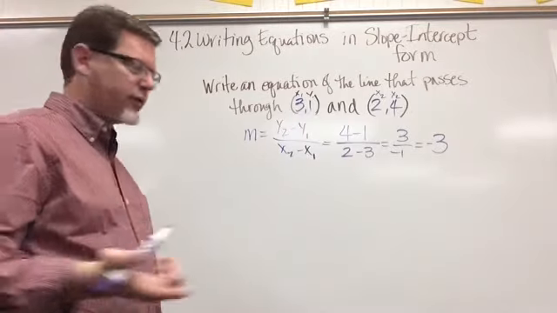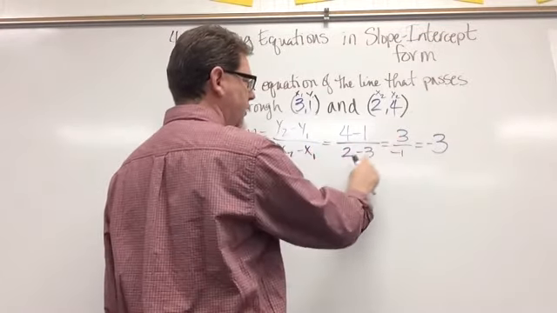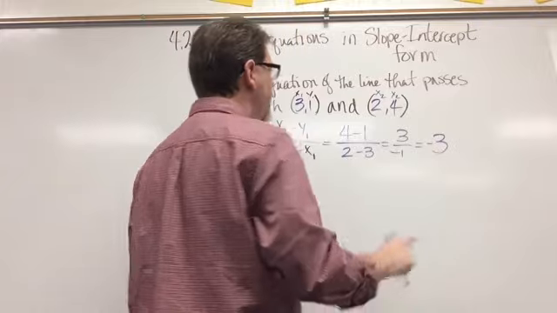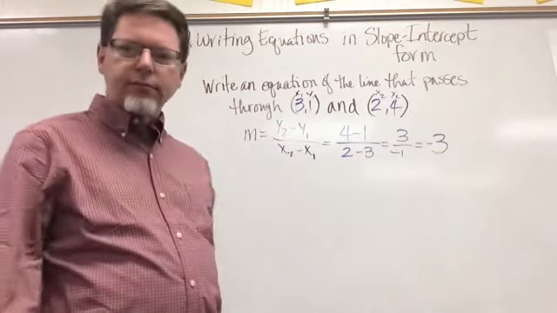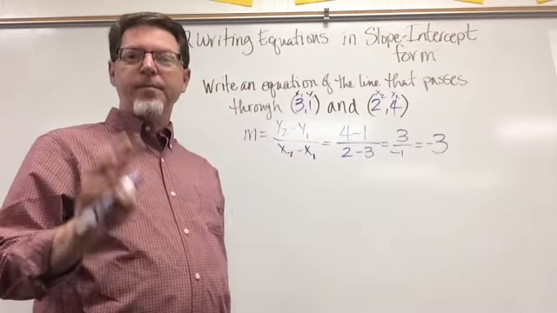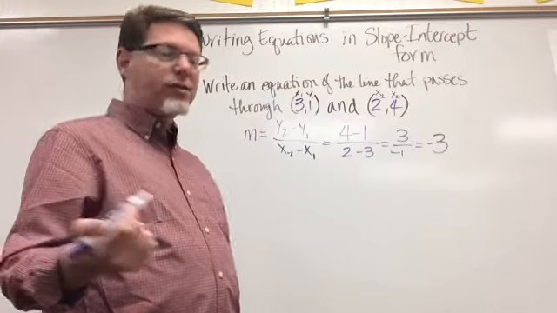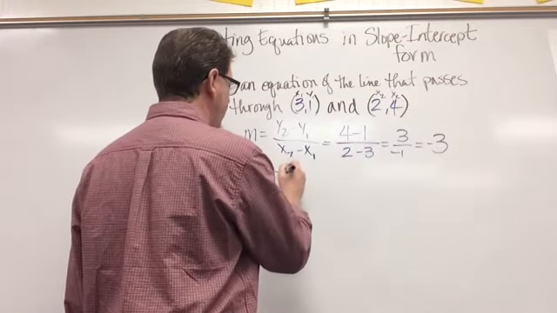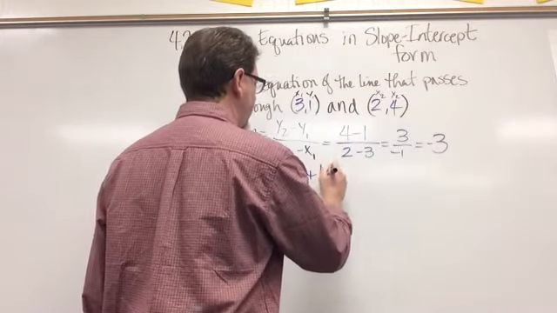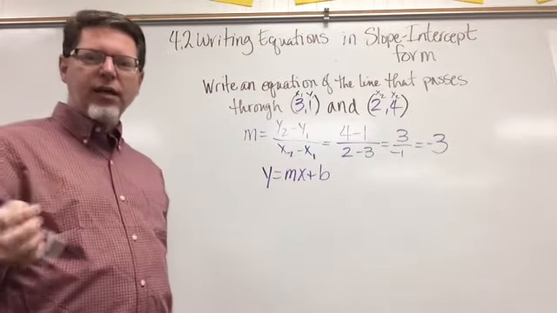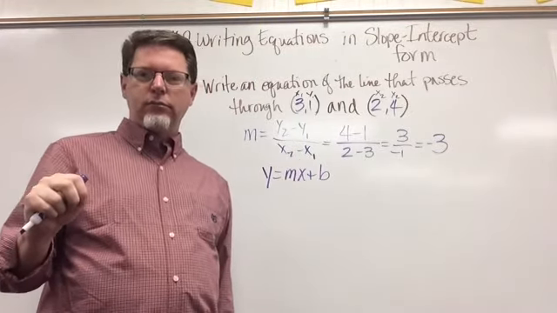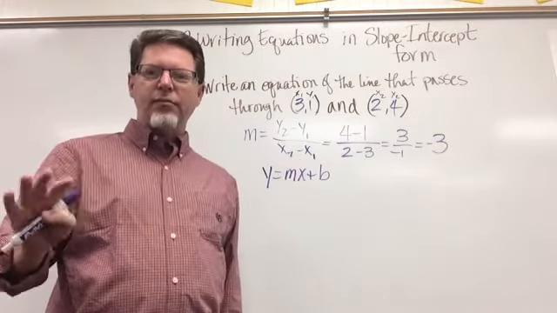Let me just check it to make sure I did that fast. 4 minus 1 is 3, 2 minus 3 is -1, 3 divided by -1 is -3. Yeah, we got it. So my slope is -3. Now I have to use the slope-intercept form, y equals mx plus b, and I have to plug in the x, y, and the b. Excuse me, the x, y, and the m to solve for b.